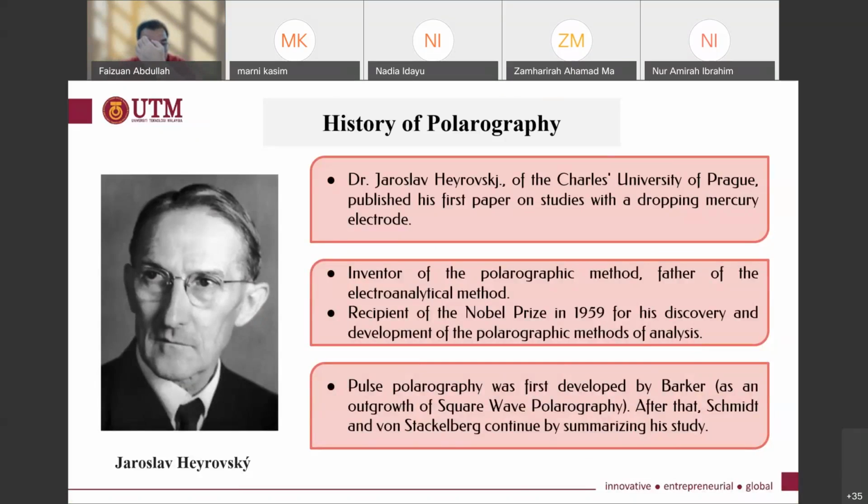Dr. Jaroslav Heyrovsky published his paper on studies with a dropping mercury electrode. He is the inventor of the polarographic method and also known as the father of electroanalytical methods. He received a Nobel Prize in 1959 for his discovery and the development of the polarographic methods of analysis. However, pulse polarography was first developed by Barker as an outgrowth of square wave polarography. After that, Smith and von Stackelberg continued Barker's work by summarizing his study.